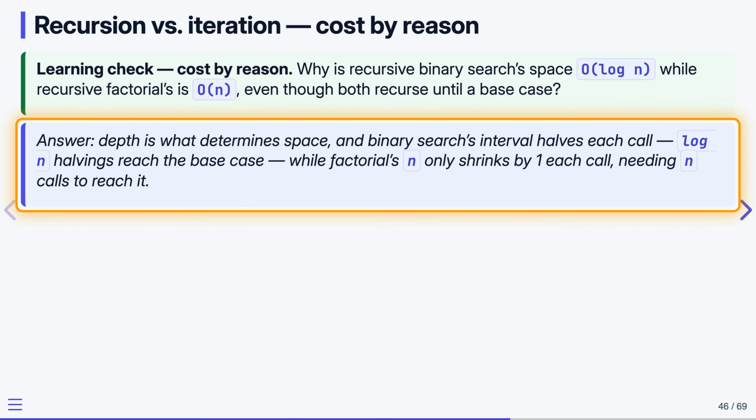The answer is depth. Depth is what sets the space. Binary search halves its interval on every call, so about log n halvings reach the base case. Factorial shrinks n by only 1 each call, so it needs n calls to get there. More depth means more live frames and more space.